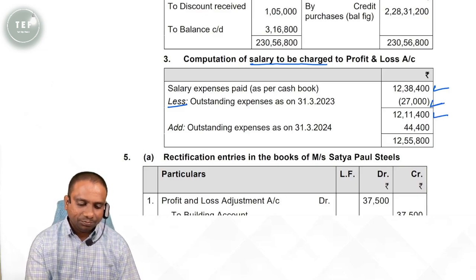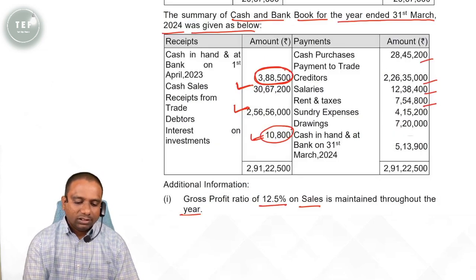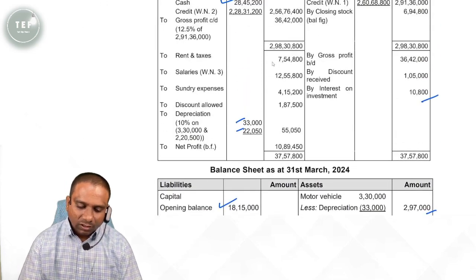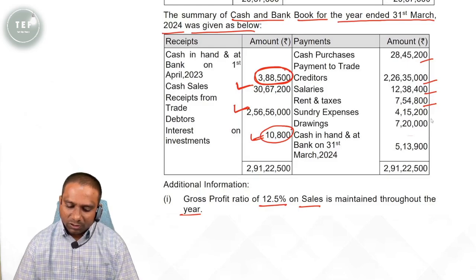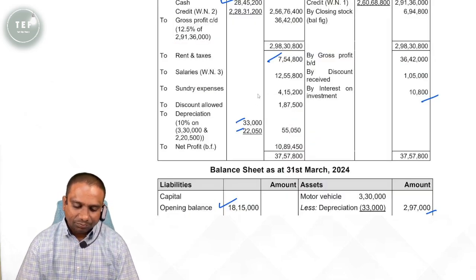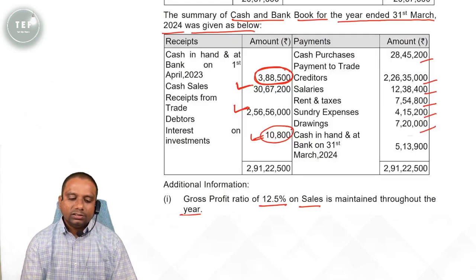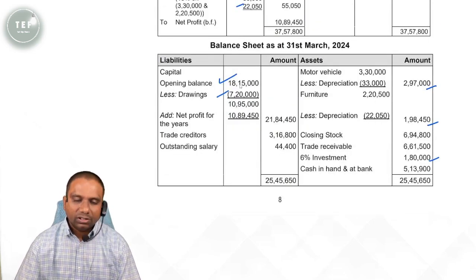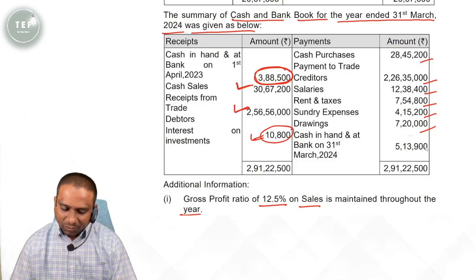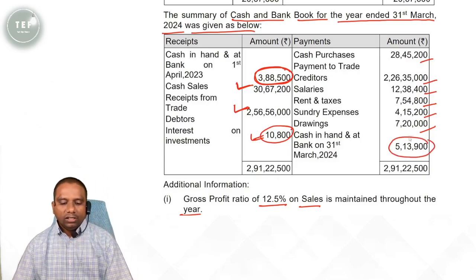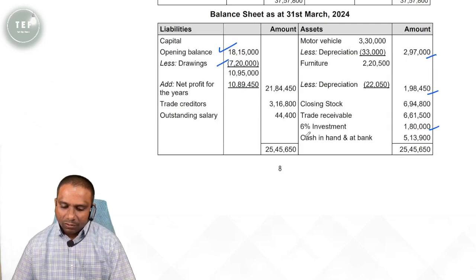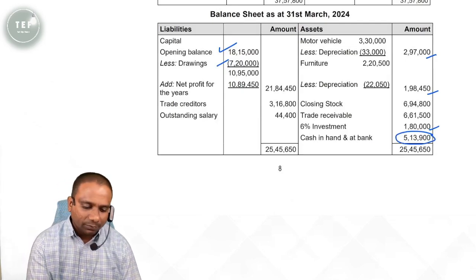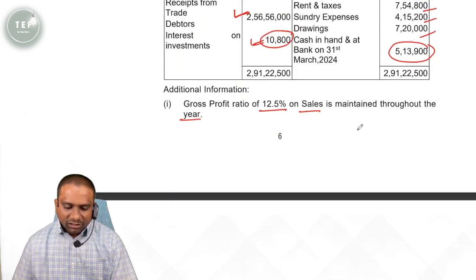Wait. Next one, rent and taxes. No adjustment, so that goes to P&L account, debit side. Rent and taxes, same amount. Next one, sundry expenses, P&L account, debit. No adjustment. Next, drawings, deduct from capital. So drawings, deduct from capital, 7,20,000. Next one, closing balance of bank. Show it on the assets side of balance sheet, 5,13,900. Over. Next one, additional information.